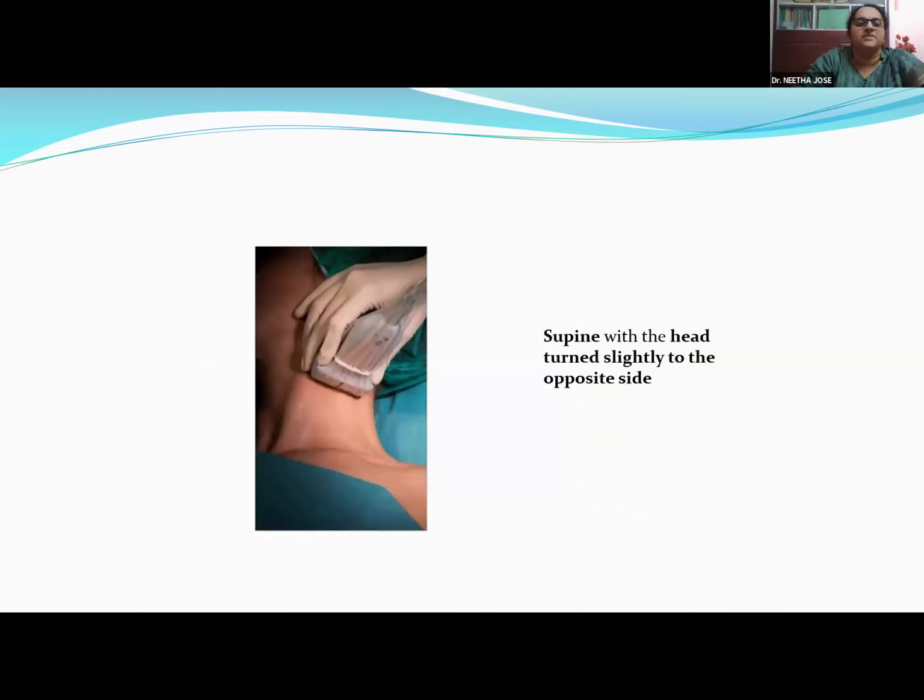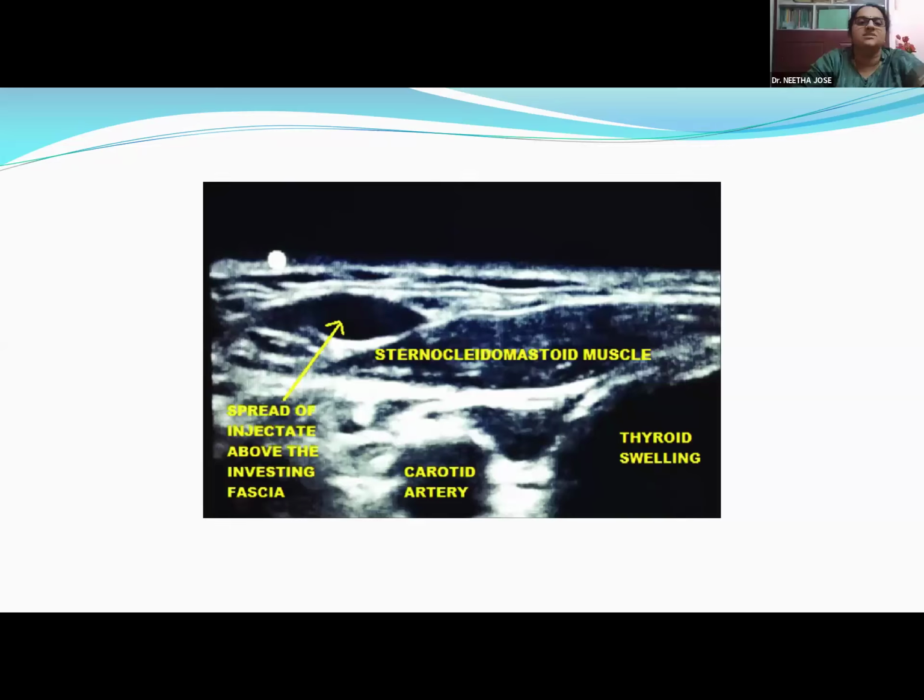This is the probe placement and the position of the patient in case of cervical plexus block, that is supine with the head turned slightly to the opposite side. And in this picture, this is an ultrasound anatomy. Here you can see the sternomastoid muscle, and this is the spread of the injectate above the investing fascia, that is above the sternomastoid. This is the superficial cervical plexus block.